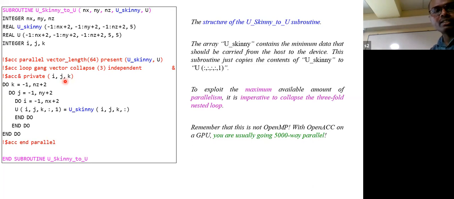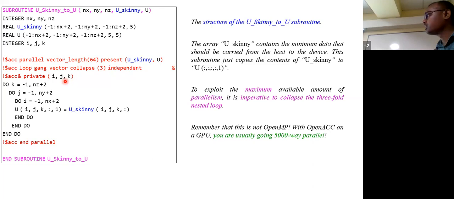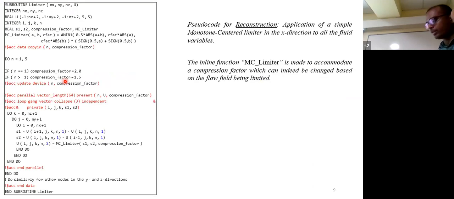Now I'll move on to the next subroutine. I'm not going to discuss the boundary conditions because that is similar to this. So we'll look into the limiter subroutine, where we have an outer loop in addition to the triply nested inner loop. In the outer loop, depending on the value of n, the component, whether it is rho or momentum or energy, we are going to change the compression factor for the limiter. This region has never been indicated to be a GPU region, so this operation will definitely happen on the CPU.